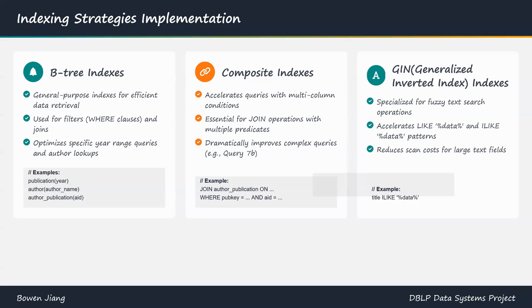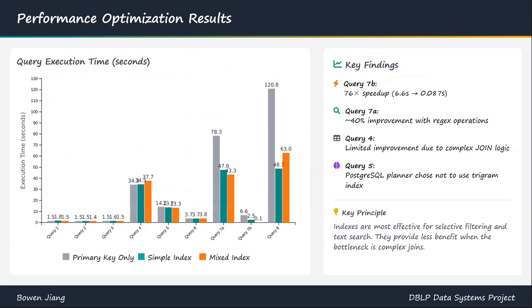Last but not least, indexing strategies and performance optimization. Based on the performance observations, we implemented 3 families of indexes. First, B-tree indexes, used for filters, joins, year-based queries, and other lookups. Second, composite indexes, built to accelerate multi-column conditions, and these dramatically helped queries like 7b. Third, GIN indexes, used for accelerating fuzzy text search. These indexes dramatically reduce scan costs and are well suited for DBLP's large text fields.